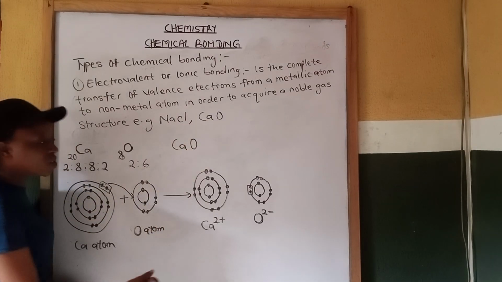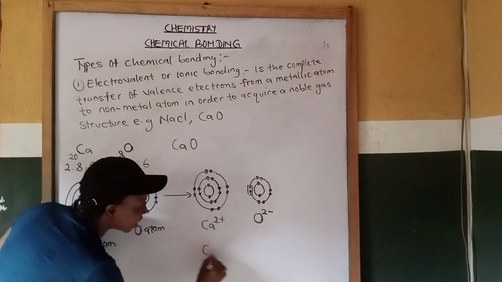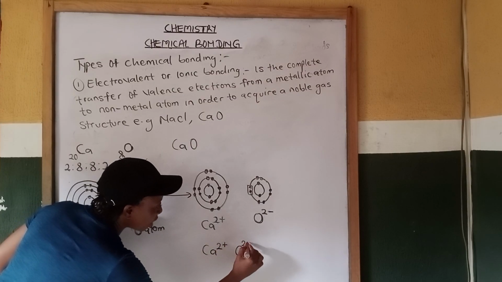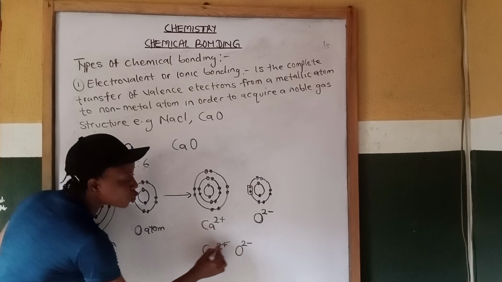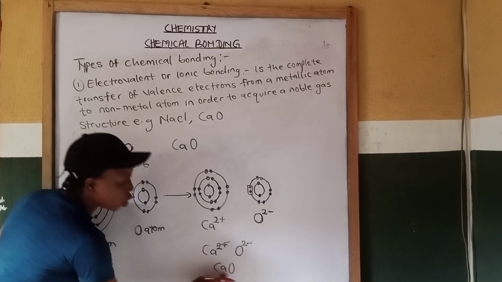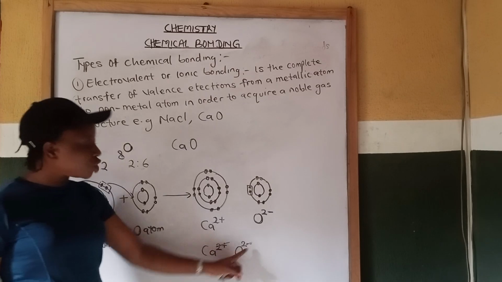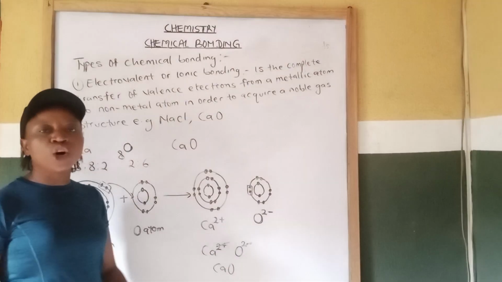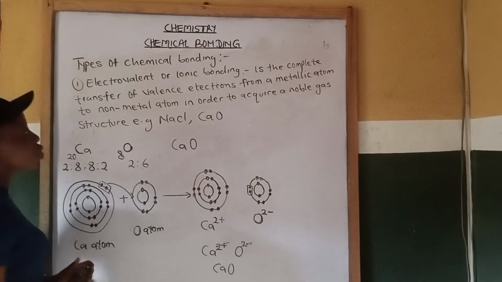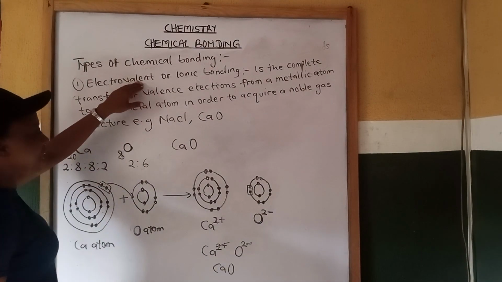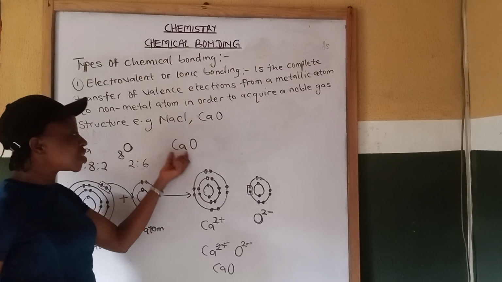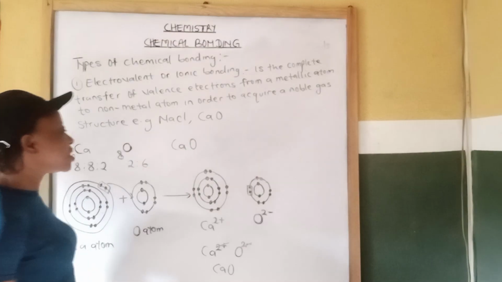So that is the formation of calcium oxide. The calcium ion and oxygen ion can come together now. When the 2 charges neutralize each other, they will form calcium oxide. That is the formation of calcium oxide. So calcium oxide is an electrovalent compound because it consists of a metallic atom and a non-metallic atom.